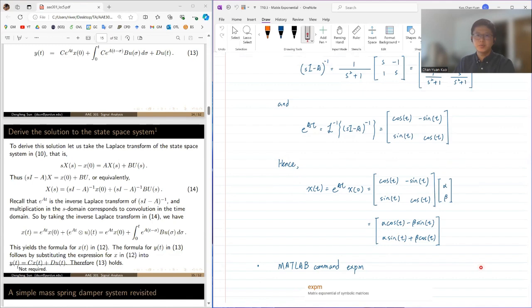So in the end, we see that x of t is equal to the vector alpha times cosine of t minus beta times sine of t, and alpha times sine of t plus beta times cosine of t.